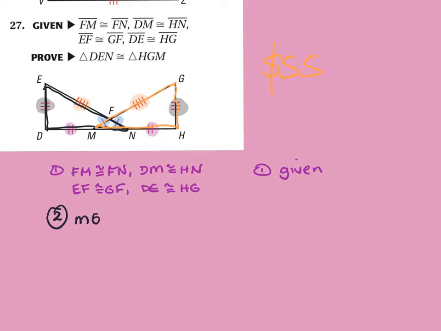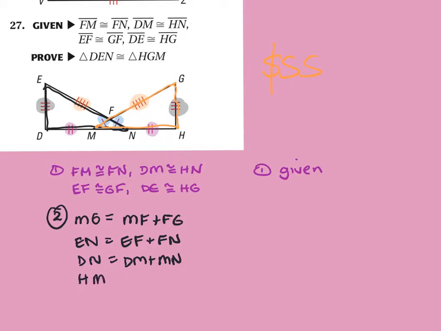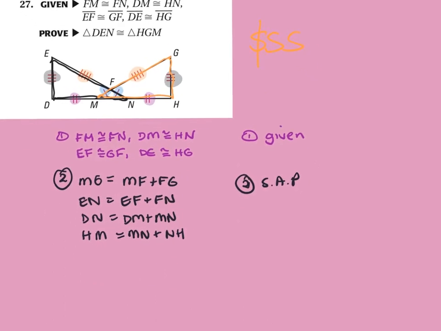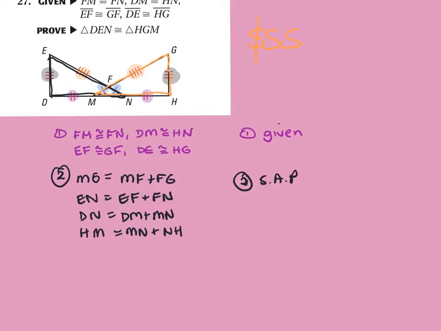So MG equals MF plus FG. EN equals EF plus FN. DN equals DM plus MN. And HM equals MN plus NH. All of that is the segment addition postulate. I basically just broke those two sides in each triangle down into their parts.